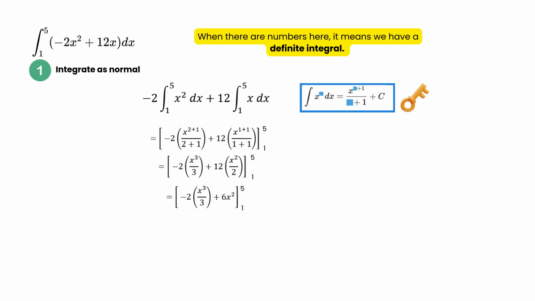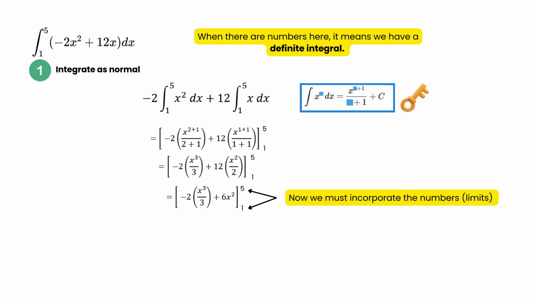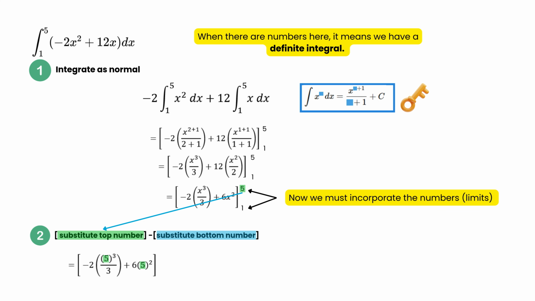Now for the next step, we use the little numbers. We substitute the top number, which will always be the larger of the two, into our integrated answer first, then we minus, and then we substitute the bottom number. It always follows that order, and there is always a minus in between. Working it out, we get 61.33 as the answer. But what does this answer mean, and what does it have to do with practical problems?